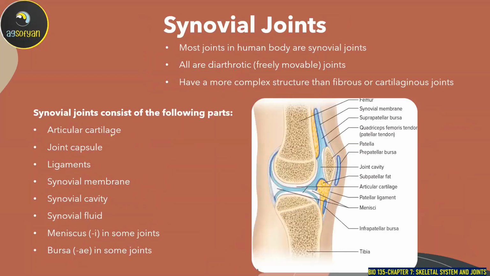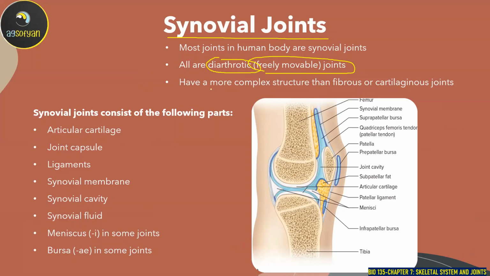The last type of joint is called the synovial joint. This is the joint that we usually know as a joint, because all of them are diarthrosis. This is a freely movable joint. For example, the joints in our shoulder, knee and elbow, we can move. There is freely movable movement in that area. So this is what we call the synovial joint.